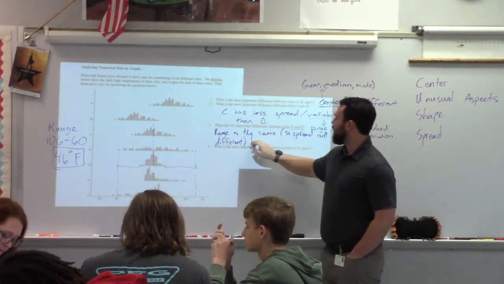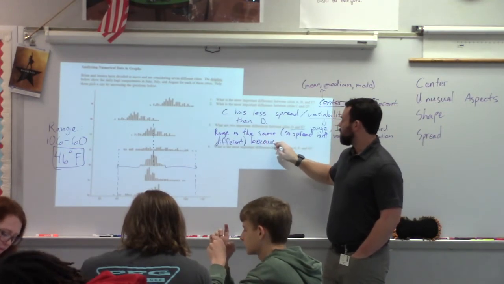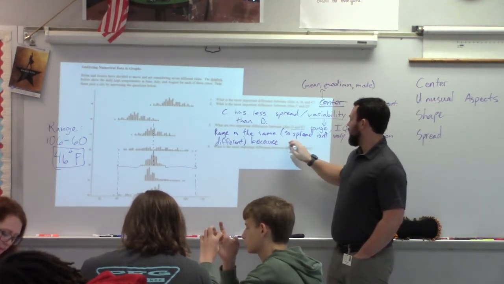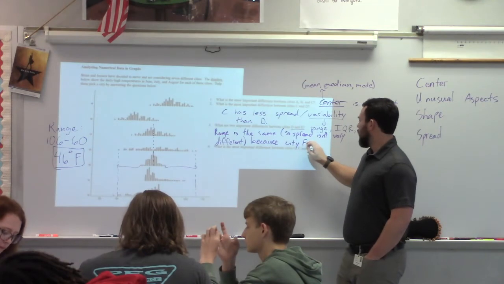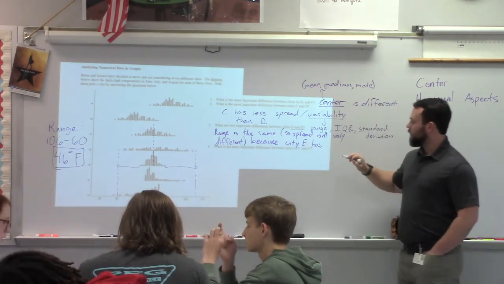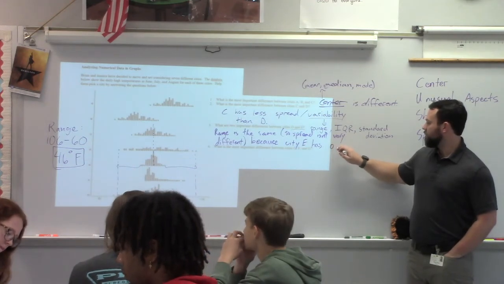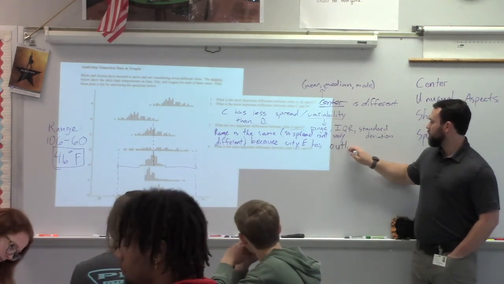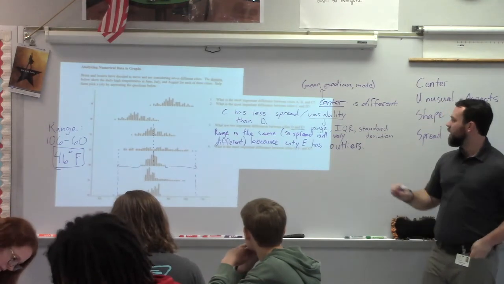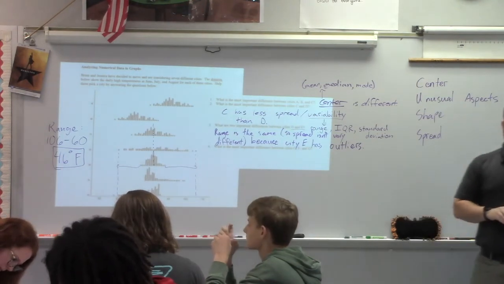But the range is the same because city E has what? What does city E have? Outliers. So that's what we want to be aware of there. City E has outliers.